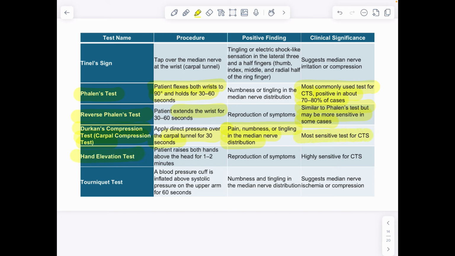Then there is the hand elevation test, which is highly sensitive for carpal tunnel syndrome, which is done by raising both the hands above the head for around 120 seconds. The tourniquet test, which is also known as the Gilliatt test, is the direct application of a tourniquet over the area of the wrist, producing numbness and tingling in the median nerve distribution. It suggests median nerve compression or ischemia. So hopefully you have understood everything related to the tests which are very frequently asked in relation to this median nerve.